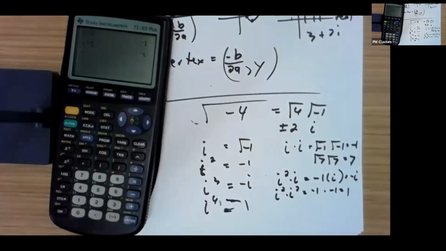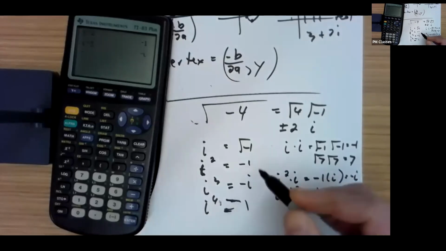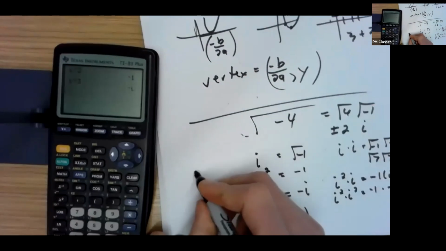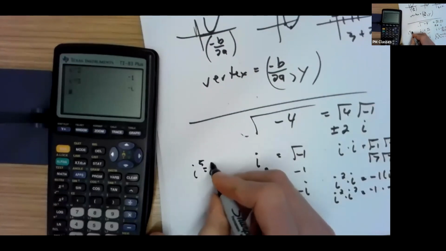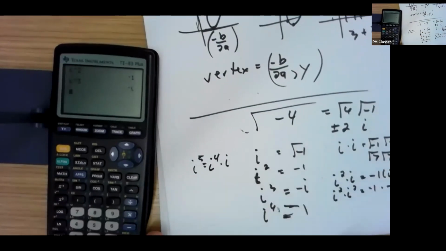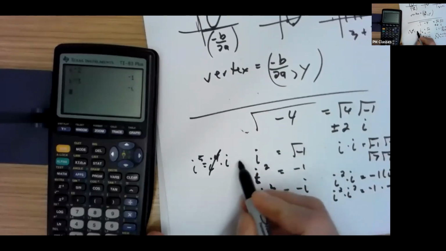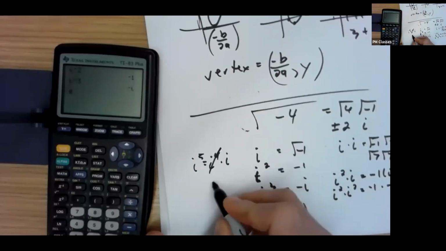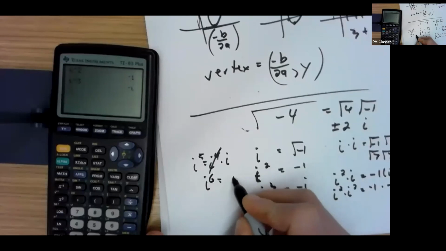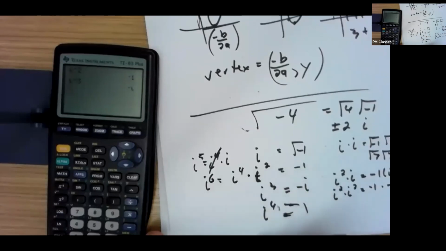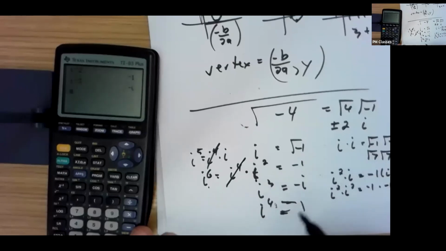Here's the really important thing. It's a repeating pattern. If you go back up to the top, i to the 5th would be i to the 4th times i, and i to the 4th we said is 1. So i to the 5th is the exact same thing as i to the 1st. i to the 6th is i to the 4th times i squared, but since i to the 4th is just 1, i to the 6th equals i squared equals negative 1, and the pattern goes around and around and around.